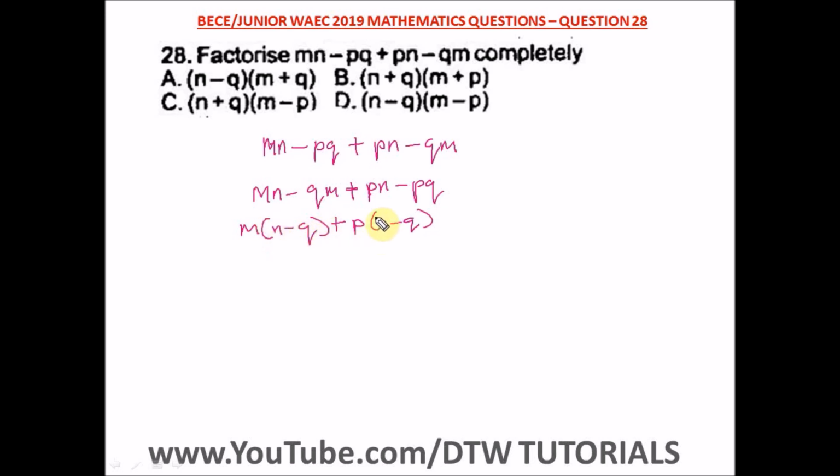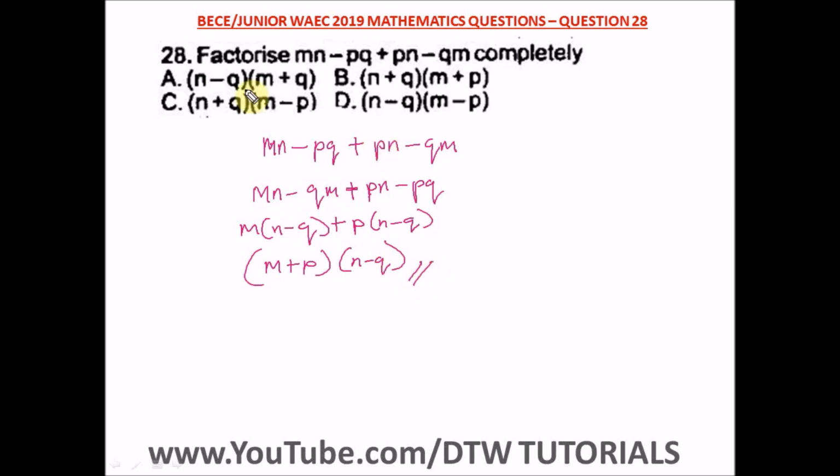We have a common factor here and also a common factor here. So we can simply bring this out. So we have (M plus P), open and close the brackets, then the common factor, which is (N minus Q). Okay, so this is our answer.